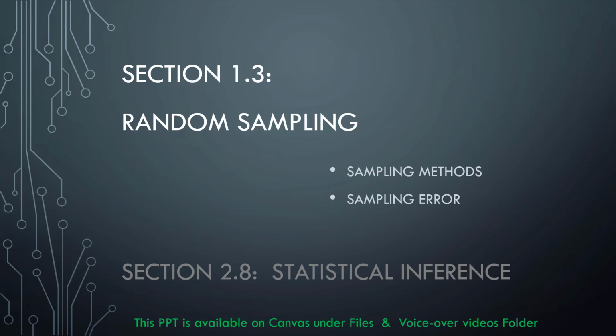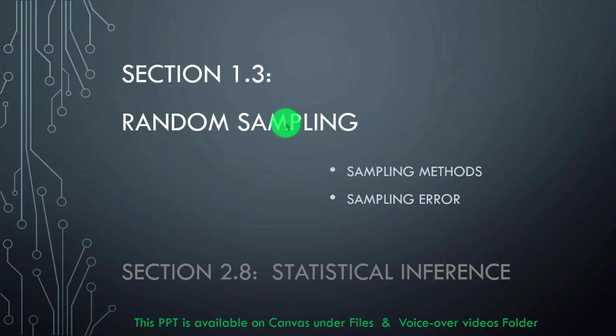Hi gang! In this video we're going to talk about sampling, which I alluded to in the previous video, and in the second half of the video we'll talk about statistical inference. So to start us off, we're going to talk about different sampling methods and error associated with sampling. Of course, this PowerPoint is available to you on Canvas.